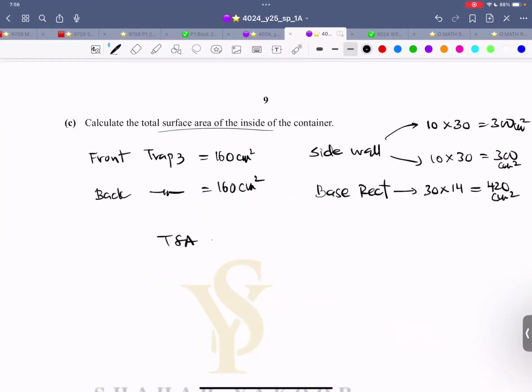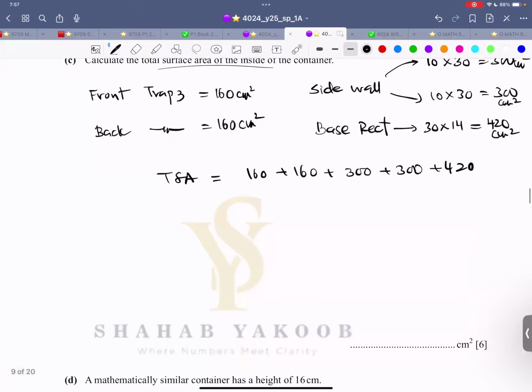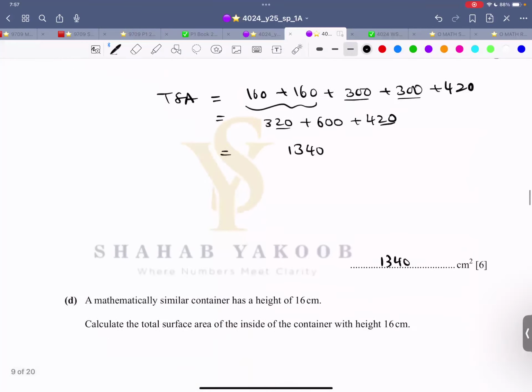Therefore, the total surface area is 160 plus 160 plus 300 plus 300 plus 420. So now add it all up. First of all, these two, that is 320. This is 300, 300, that is 600 plus 420. So this 20, 20, that's 40. That is 1340. So 1340 is the answer, 1340 centimeters square. That is the answer for this part.